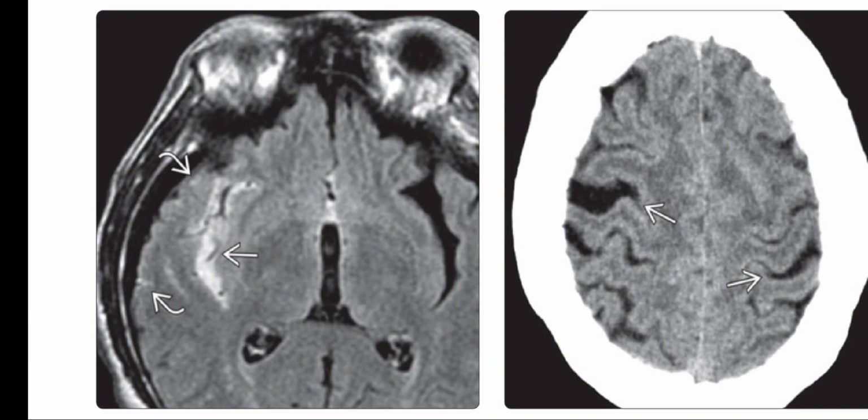Left is the axial FLAIR MRI. It demonstrates the traumatic subarachnoid hemorrhage as an abnormal CSF hyperintensity within the right sylvian fissure, as well as within a few right sulci. The right image is the axial non-enhanced CT scan, and it shows the widening of the bilateral sulci, right more than left, by a CSF isodense process due to the subacute to chronic subarachnoid hemorrhage.